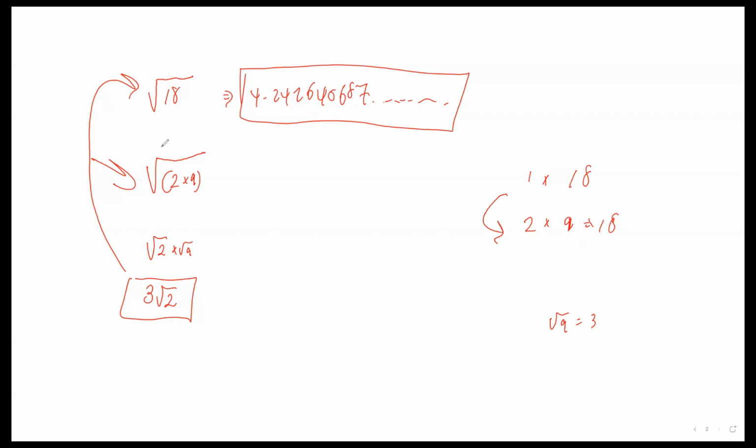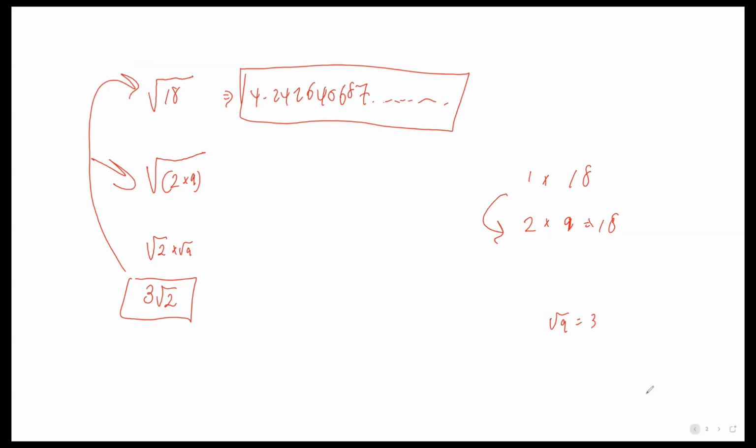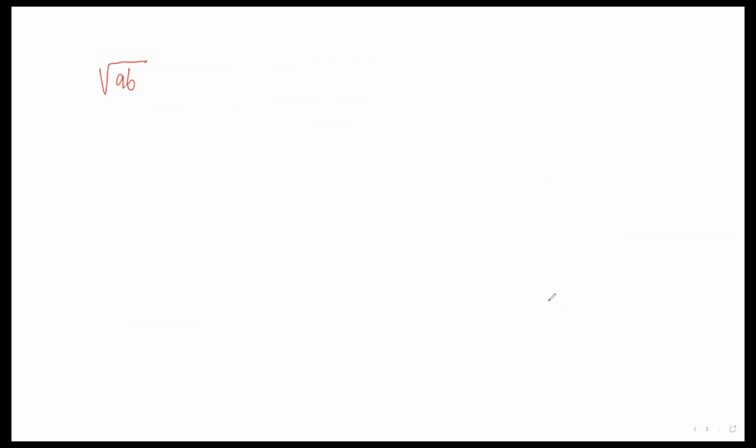So you want to look for the highest rootable factor here. Now, we could generalize this rule here. We could say, if I have root AB, AB in this case, I could just see is going to be 2 times 9 expressed as 18. But let's say you have root of some product, right?